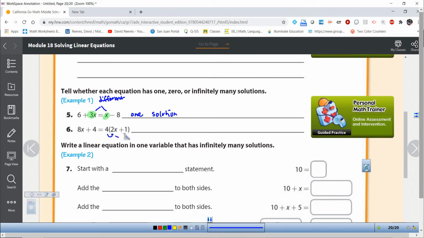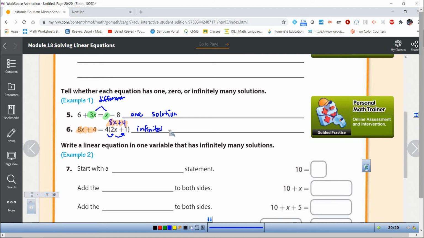All right, so here we go. On this one, I'm going to distribute. Well, 4 times 2x, that's going to give me 8x. All right, and 4 times 1 is going to give me 4. So take a look at this left-hand side. What do we have? 8x plus 4. Take a look at this right-hand side. What do we have? 8x plus 4. Those two sides are exactly the same. Therefore, what do we have?